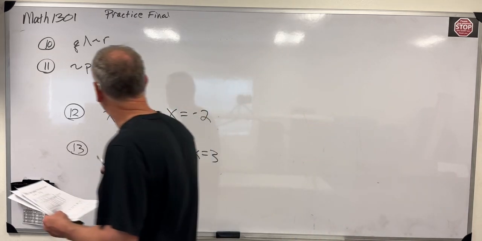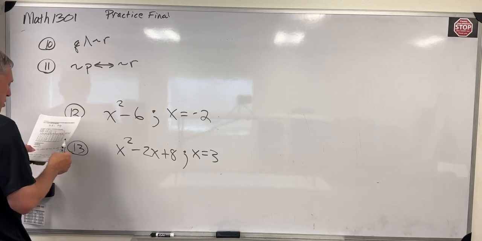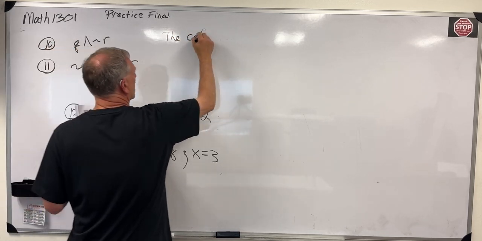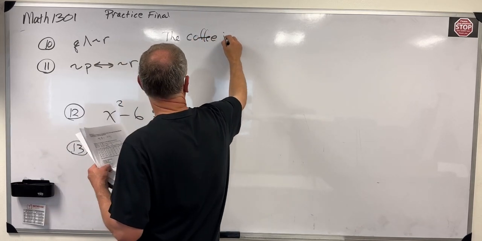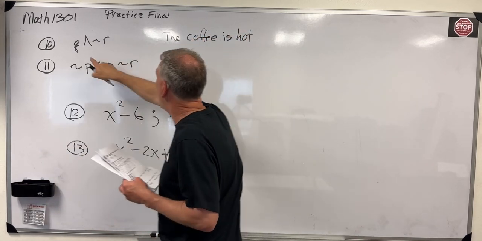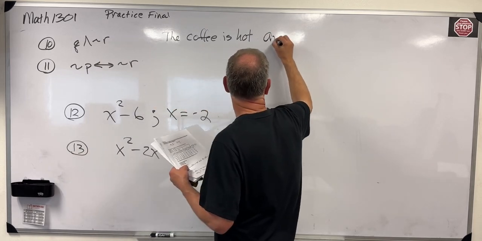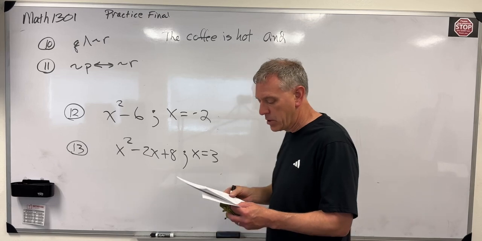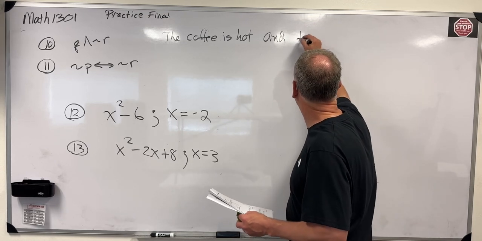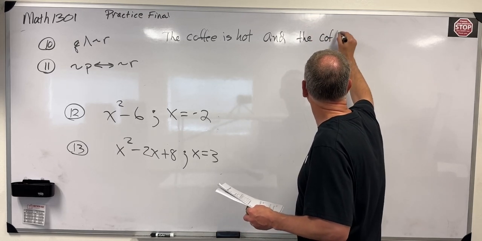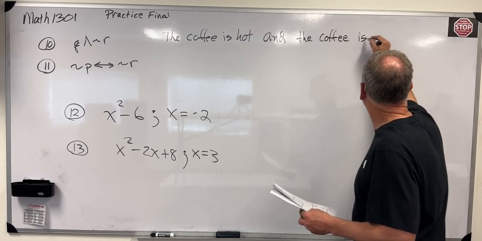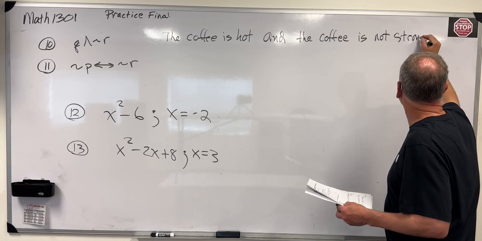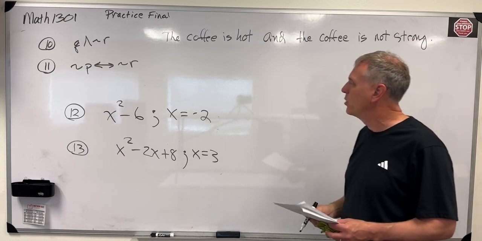And this first sentence says Q and not R. Q is the coffee is hot. So the coffee is hot. That's an and. And we have a negation. R is the coffee is strong. And the coffee is not strong. That's how you do number 10.